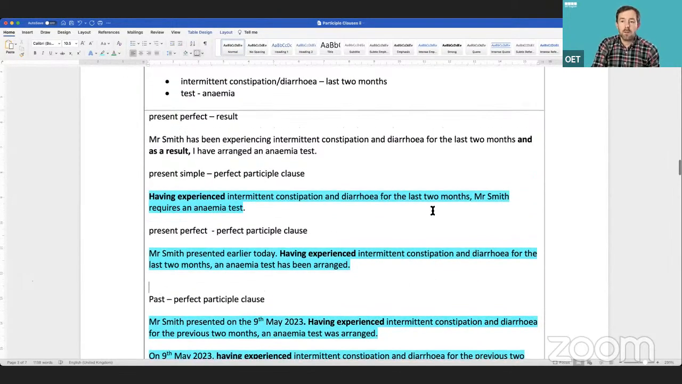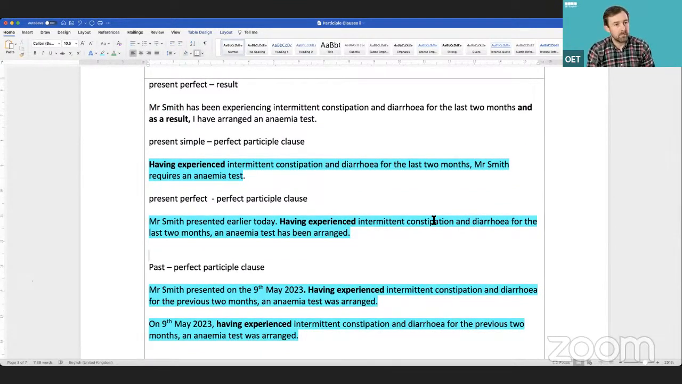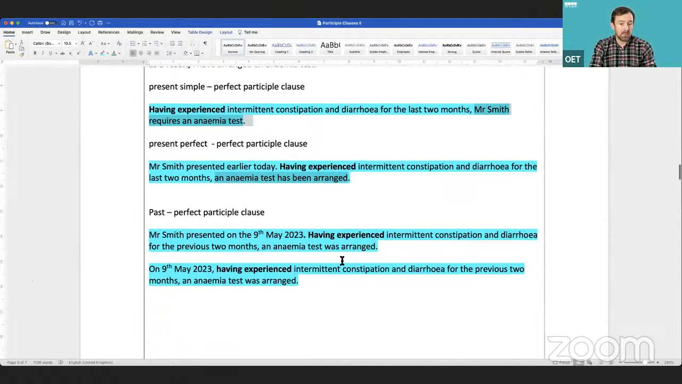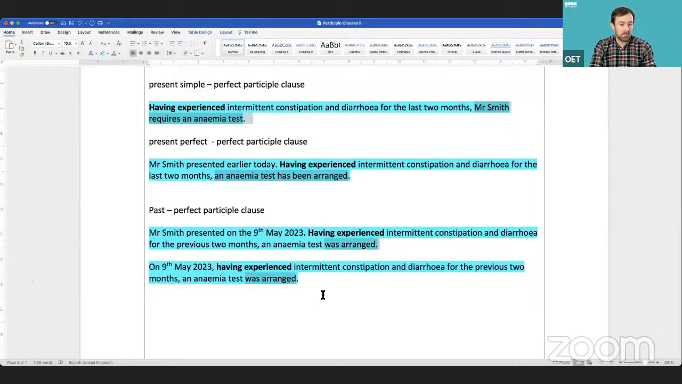Okay, there's one thing in common with all of them. They've all got perfect participle clauses, and we've started the sentence with them. You don't have to, they can come as the second part of a sentence, but we've started the sentence with them. Now, what they don't have in common is tense in the second clause. They don't all have the same tense. These two have got the past. This one's got the present perfect here, and this one's got the present simple.